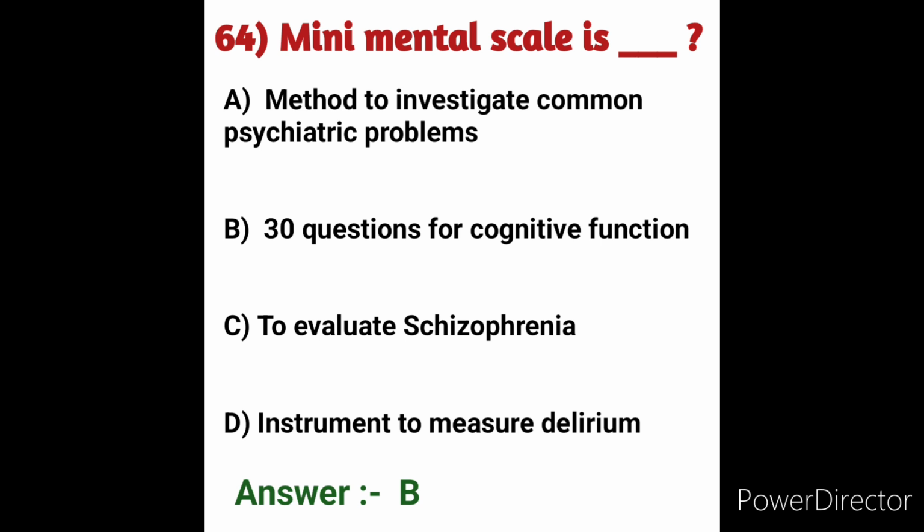MMSE, the mini mental scale examination, is used to check the cognitive impairment of a person. Here option B, 30 questions for cognitive function, is correct. This is one type of assessment in psychiatric patients, conducted by medical professionals, used to check for cognitive impairment problems, like thinking problems, communication problems or memory problems. Option B is the correct answer.